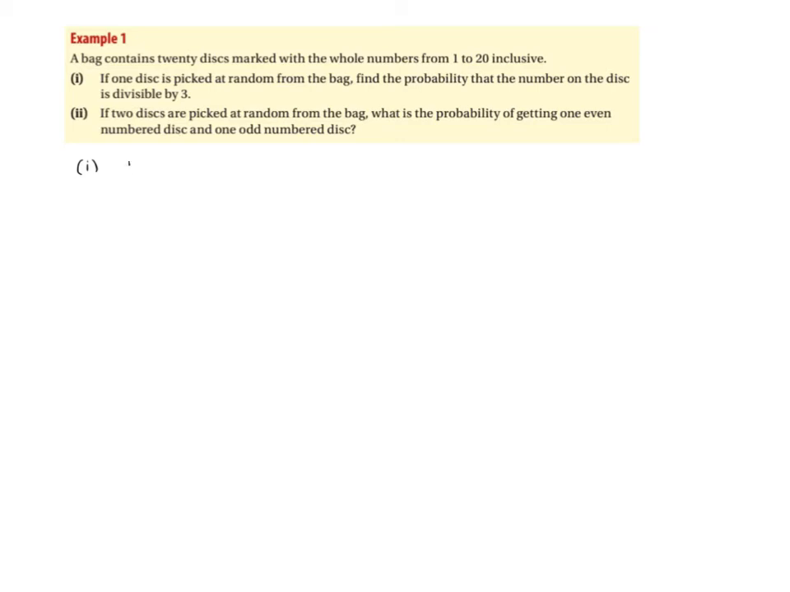So hopefully you can see that the total number of outcomes is equal to 20. We're going to call that n. And the favourable outcomes: if it's divisible by 3, then we have the set of 3, 6, 9, 12, 15 and 18. If we add them up, we can see we have 6 of them, so that means that r is equal to 6. That means we're now going to work out our probability of the event happening.